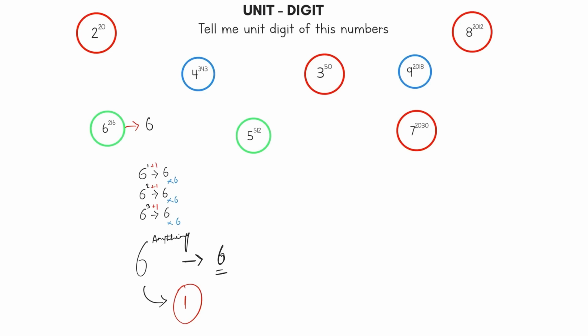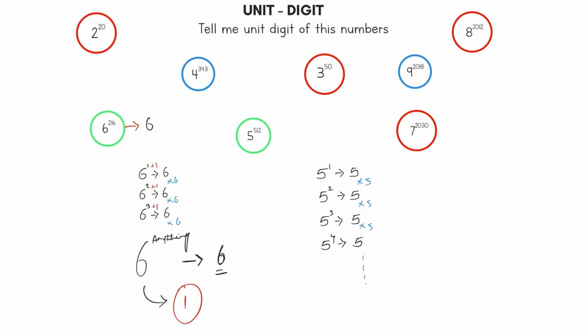And so does 5, it has a similar pattern. Check it out. 5 raised to 1 is equal to 5. 5 raised to 2 is equal to 25, unit digit is 5. 5 raised to 3 is equal to 125, unit digit is 5. 5 raised to 4 is equal to 625, unit digit is 5. In short, if you keep on doing it like this, 5, 25, 5, 25, and so on.